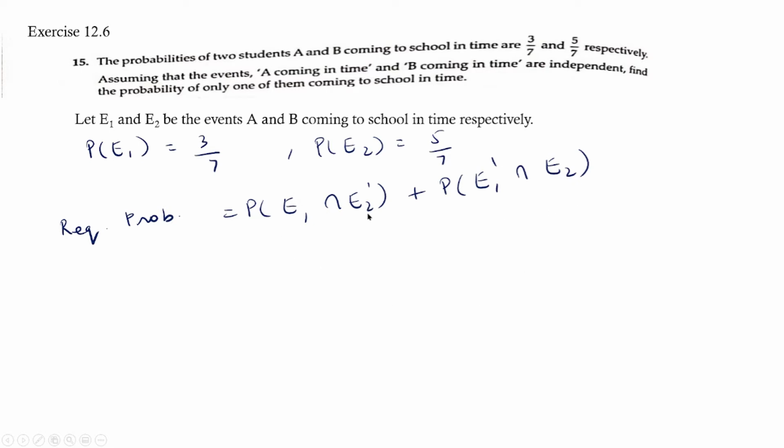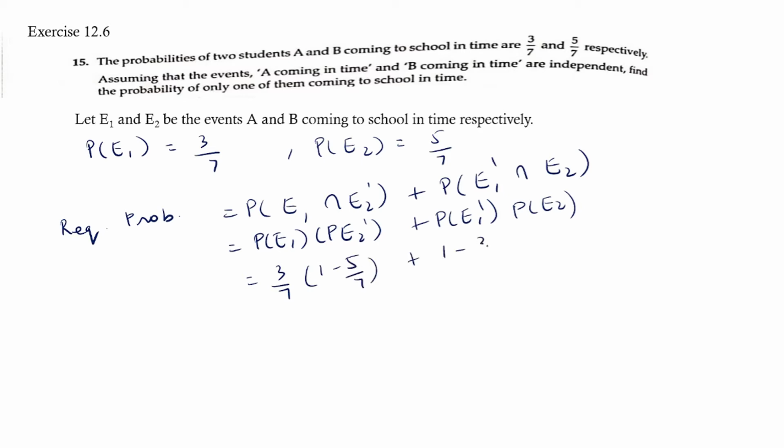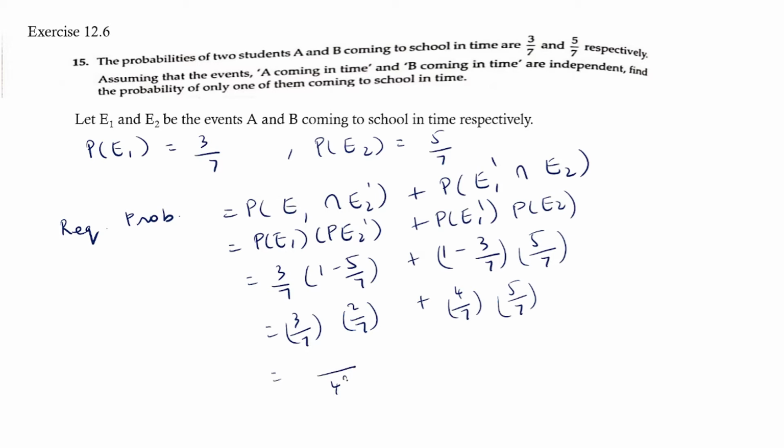Now since E1 and E2 are independent, E1 and E2 complement are independent and E1 complement and E2 are also independent. So this is equal to probability of E1 into probability of E2 complement plus probability of E1 complement into probability of E2. So probability of E1 is 3 by 7, probability of E2 complement is 1 minus 5 by 7, plus probability of E1 complement is 1 minus 3 by 7 and probability of E2 is 5 by 7. So this is equal to 3 by 7 into 2 by 7 plus 4 by 7 into 5 by 7. So the LCM is 49. So this is 6 plus 20, so it is 26 by 49. So this is the required probability. The probability of only one of them coming to school in time is 26 by 49.